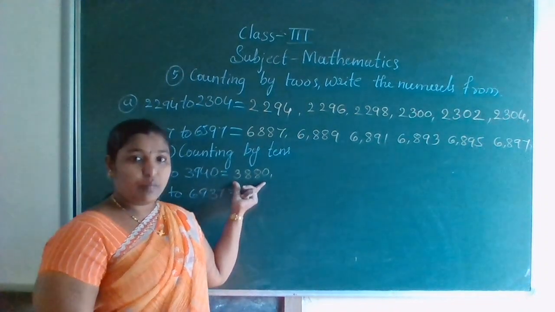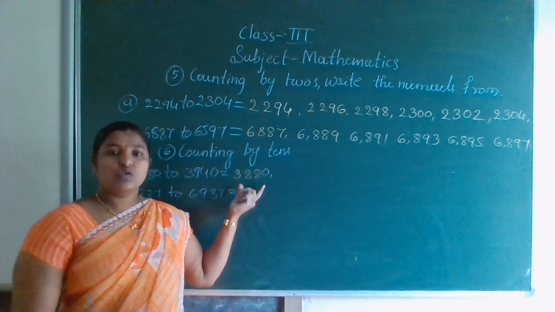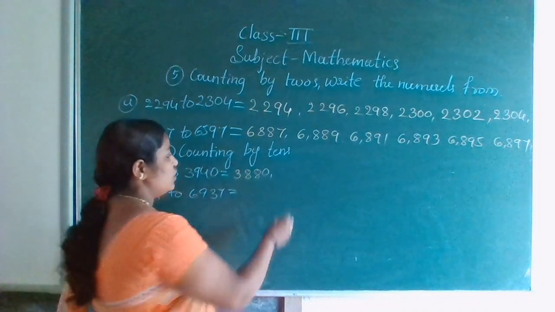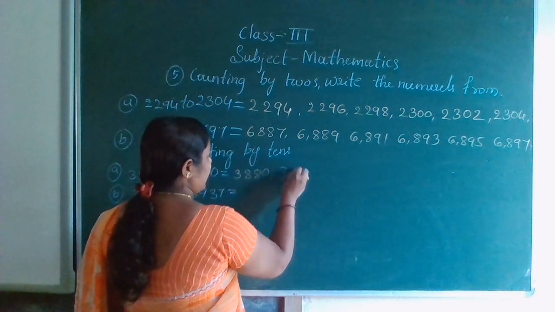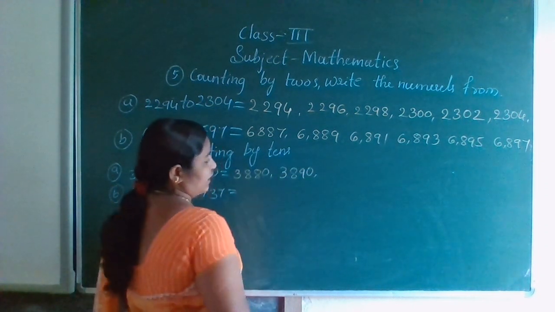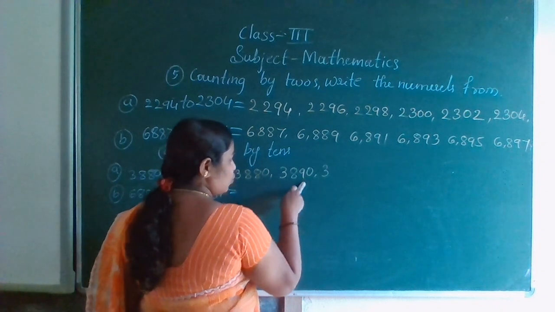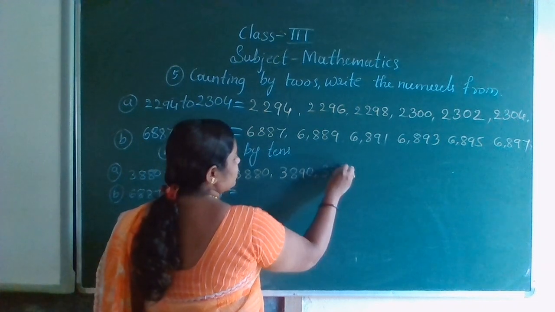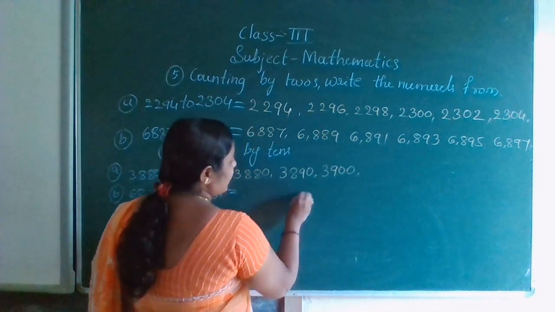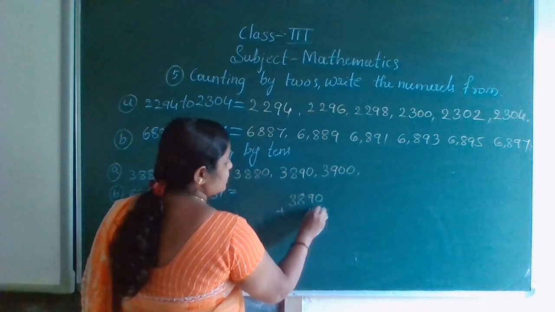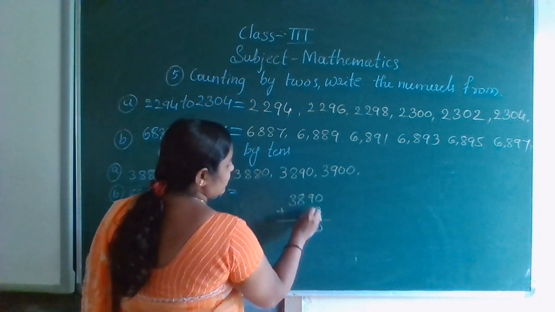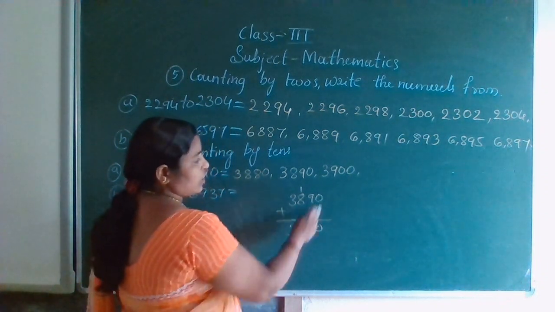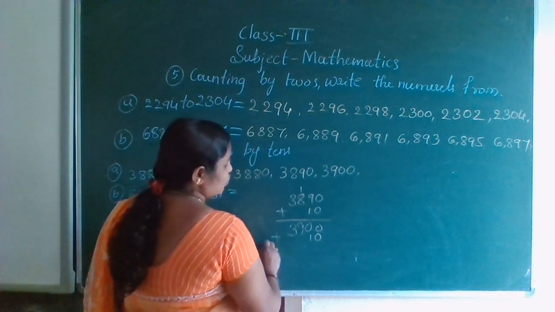This is a big number, you can't count like that. So what you have to do is add 10 to this number. This will become 3890. Then plus 10 to this, 3900. Yes, you can add like this. 9 plus 1 is 10, 8 plus 1 is 9, and 3. Okay, 3900. Again add 10 to this.